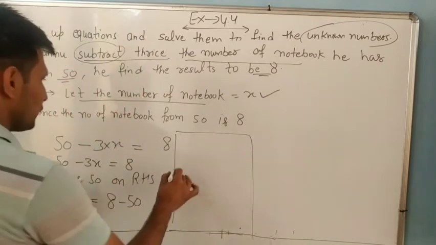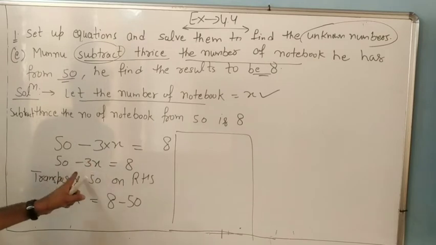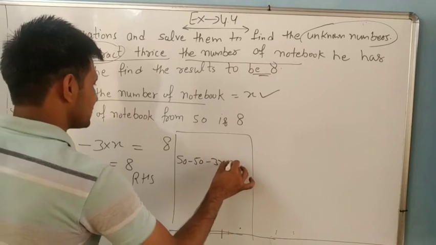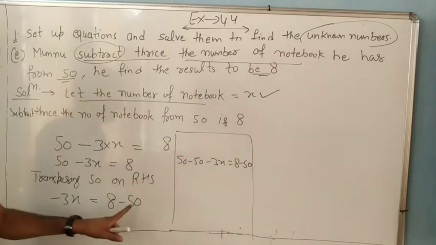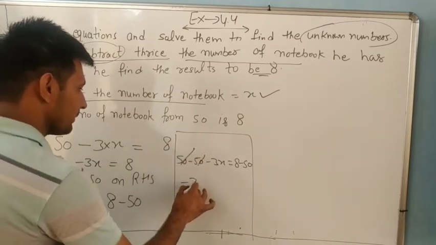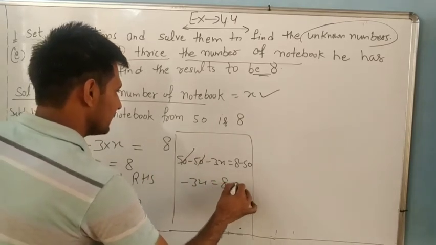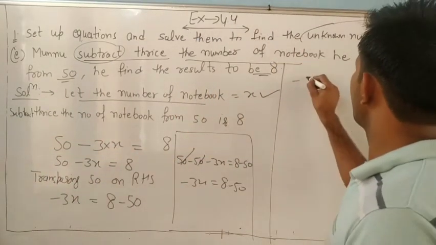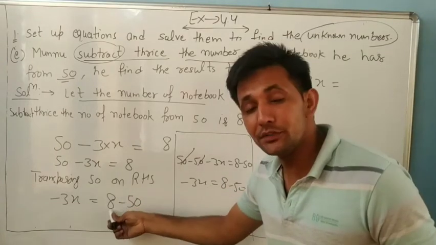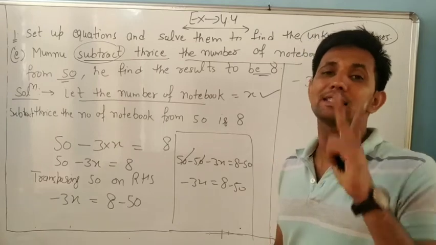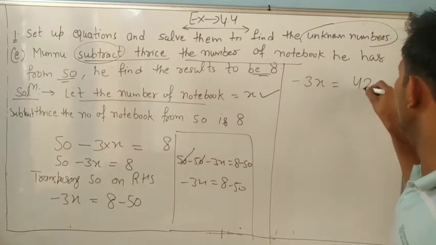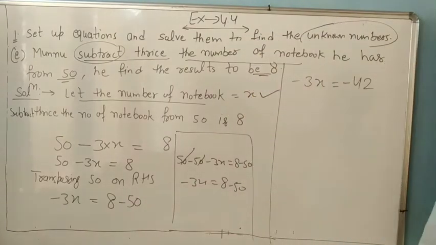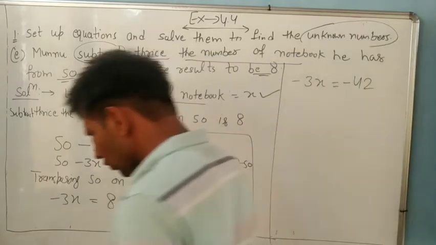Otherwise, you can do it like this, no problem. Subtract 50 from both sides. So 50 minus 50 minus 3x equals 8 minus 50. So it is minus 3x equal to 8 minus 50. Now look at 8 minus 50: one positive, one negative, so we subtract and take the sign of the greater number. 50 minus 8 is 42, and the greater is negative. Very simple.